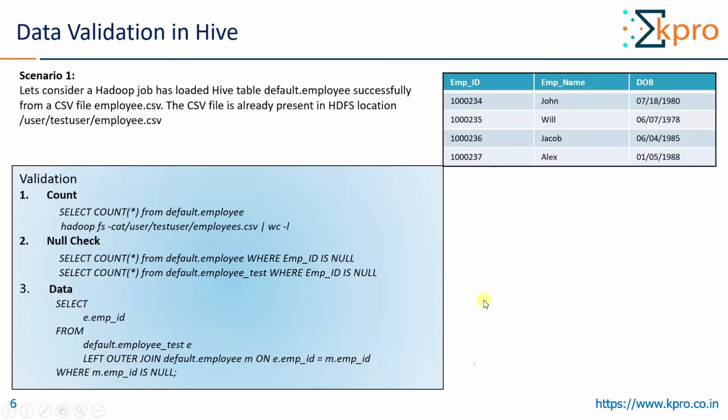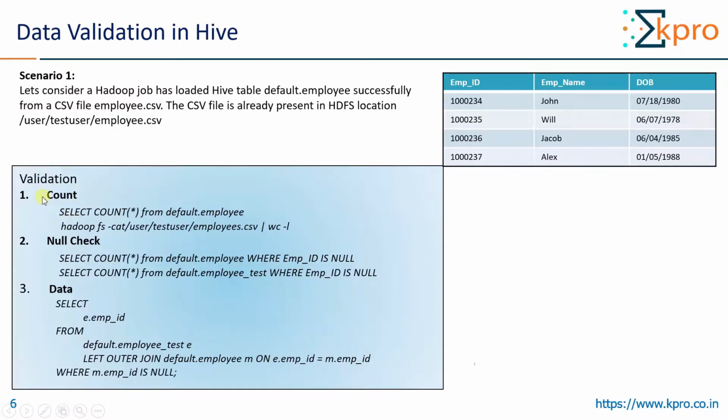Let us look at some test scenarios, how this can be validated. Consider a Hadoop job has loaded Hive table default.employee successfully from CSV file employee.csv. The CSV file is already present in HDFS location /user/testuser/employee.csv. Here is the table structure. I have put some records for better understanding, but you can assume there will be lots of records in the table.